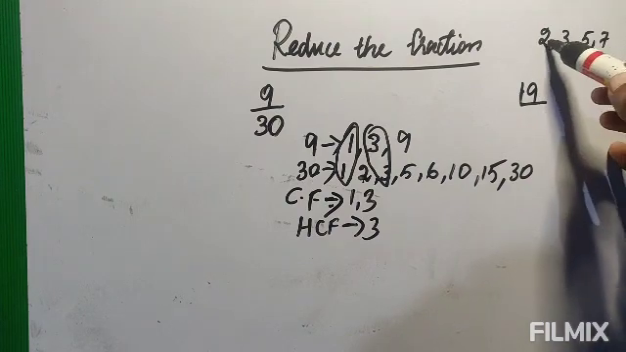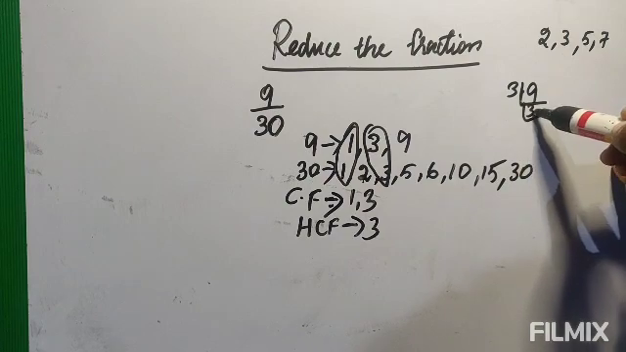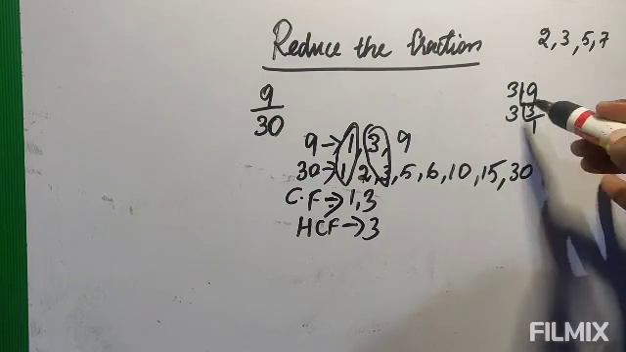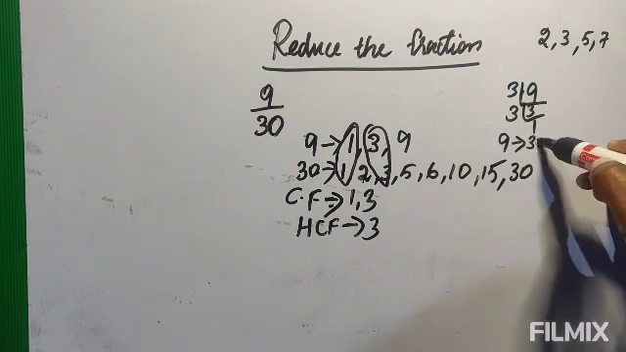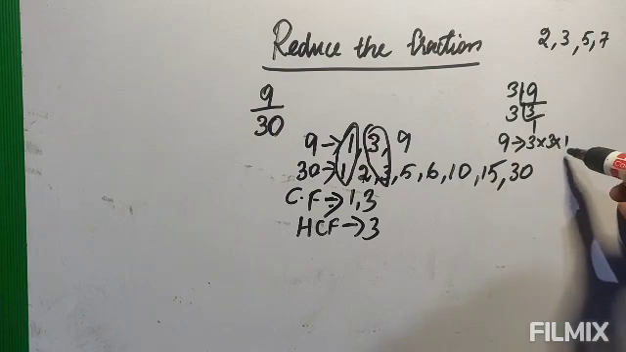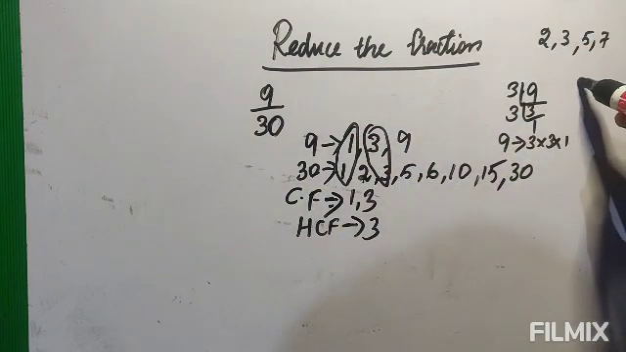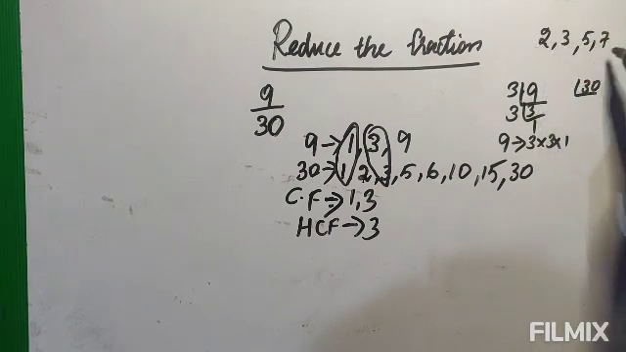This is an odd number, so 2 cannot divide, so you will take 3. 3 3s are 9. Again you will divide. Only 3 can divide 3, so 1. So the prime factors of 9 are 3 into 3 into 1. Now for 30 you have to find again. You have to use only these numbers.